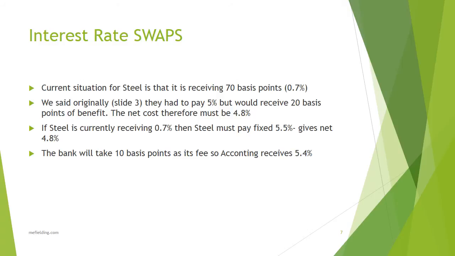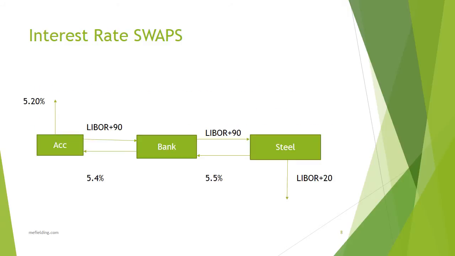So let's just have a look at the picture and you'll see. Just look at steel to begin with and you'll see what's happening here. And the slide says that the bank takes 10 basis points. So you'll see how that works as well. Now I hope that all of my talking becomes a bit clearer when you see the picture. Just have a look at steel. It's receiving LIBOR plus 90, paying LIBOR plus 20. So the net of that is a gain of 0.7.